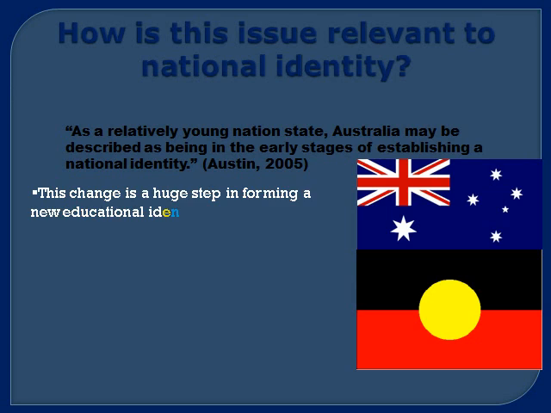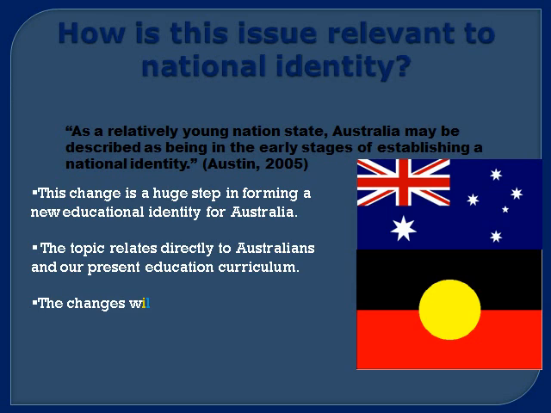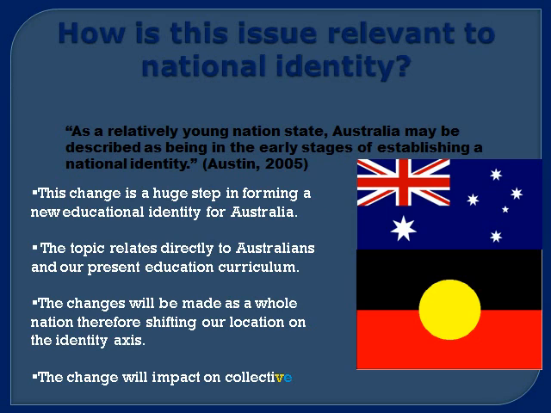I've picked this topic specifically because I feel it relates directly to national identity. I've chosen to quote a line from the textbook Culture and Identity by John Austin, as I think it explains Australia's national identity perfectly. As with any identity, our national identity is constantly evolving, but because we are such a young nation, we're still altering the foundations of our national identity.